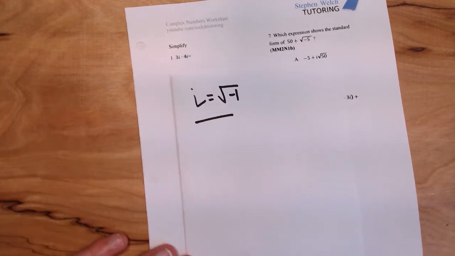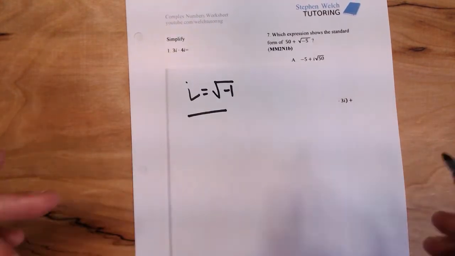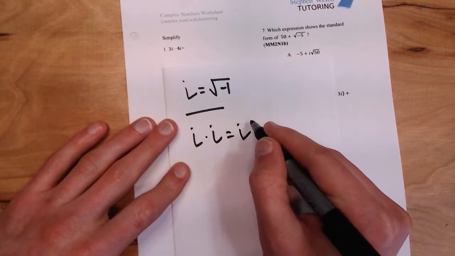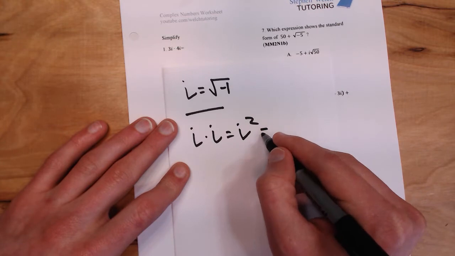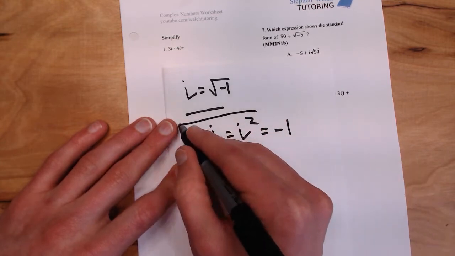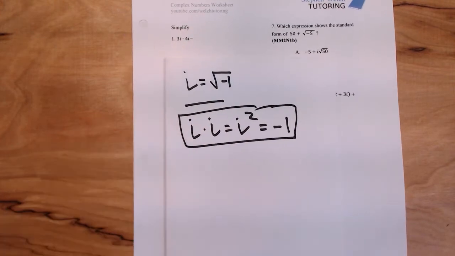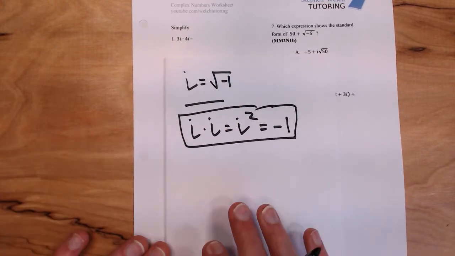That's our definition. But something maybe even more important I want you to know is that i times i, which is equal to i squared, just for the record, is equal to -1. This is a really important thing to know. I'd rather you know this than that, actually. So i times i is -1.